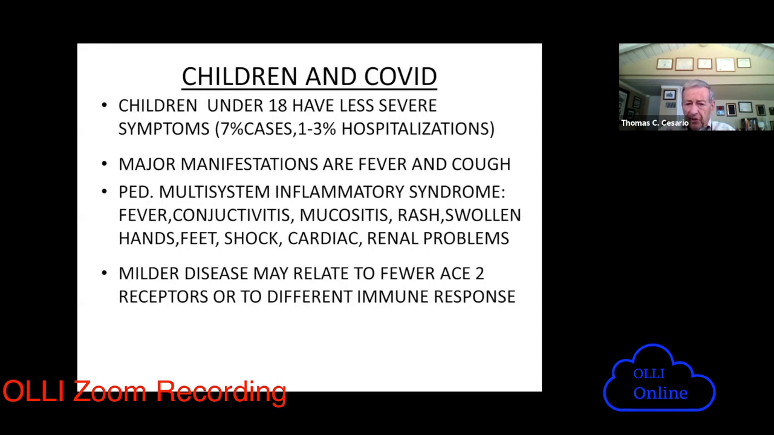So we've talked about children. Young children tend to be less ill for reasons we don't know. We think they get less inflammation, but they also have fewer receptors for the virus, and we think that may be a factor, but we don't know. But they do get fever, and they do get cough, and they do get infected. And there's a unique syndrome called the pediatric multisystem inflammatory syndrome, which is characterized by fever, rash, signs of inflammation in the mouth and the eyes, and a number of other things, which has been described in children.